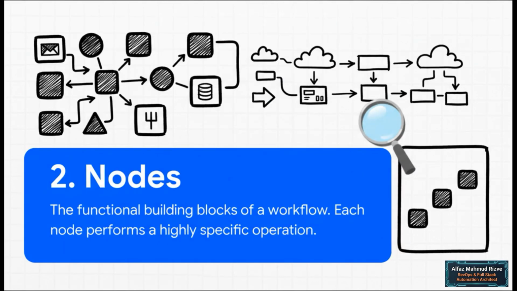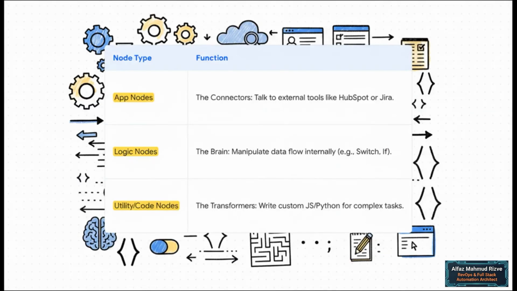Now that blueprint is made up of things called nodes. Each node is like a little functional building block that does one specific job. Maybe it sends an email, or adds a row to a Google Sheet, or makes a decision. They're kind of like individual Lego bricks that you can drag and drop onto your canvas to build something amazing. And these nodes really break down into 3 main types.